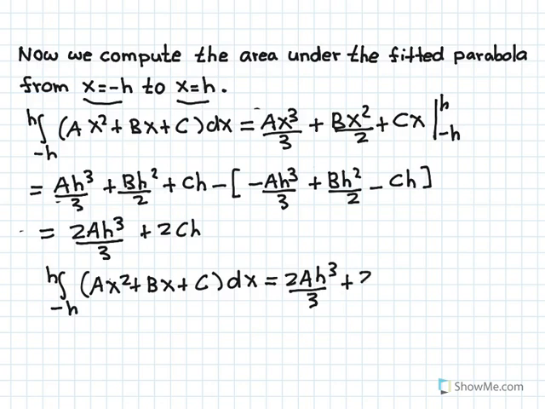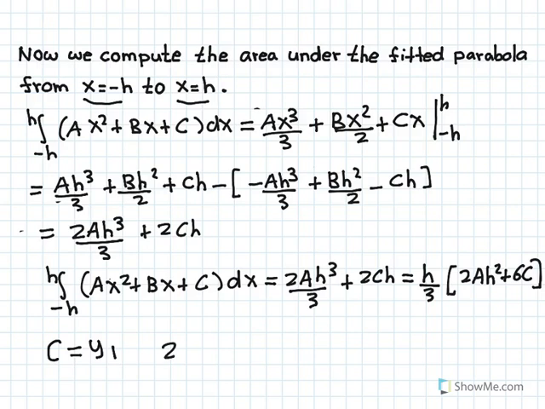plus 2ch. Let's factor out h over 3 from every term. So h over 3 is factored out, and we get 2a h squared, and we get 6c. We have to place a 6 because 6 over 3 is equal to 2. Now from before, we know that c is equal to y1, and 2a h squared is equal to y0 minus 2y1 plus y2.